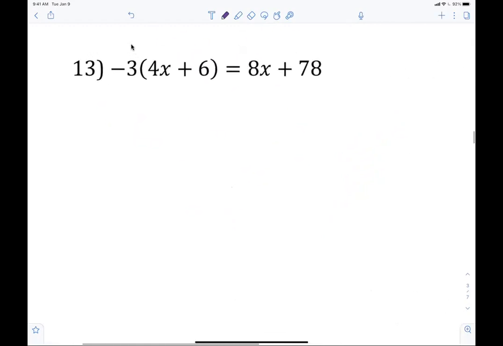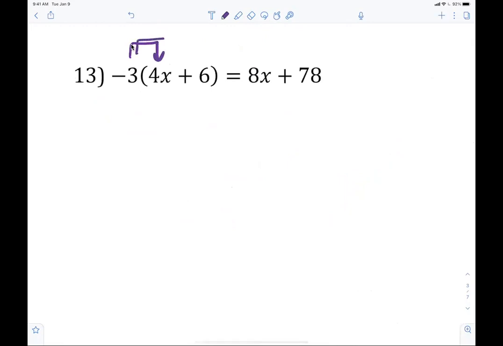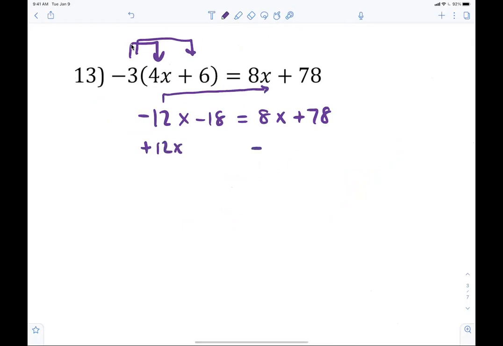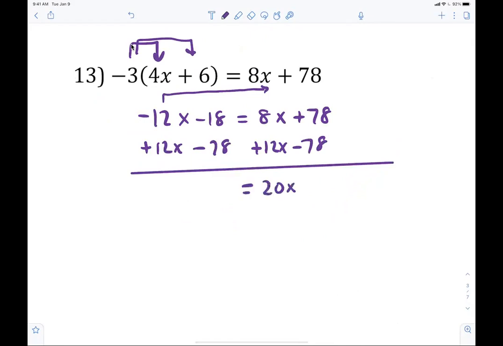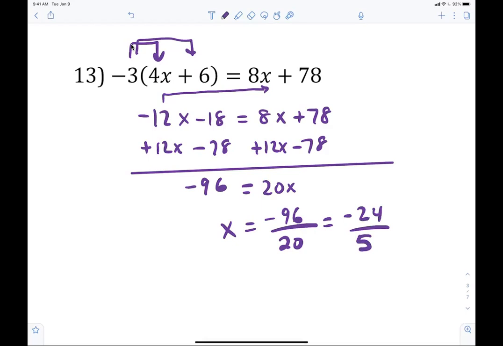Here we go. Now, 13, distributing a negative. Negative 12x minus 18 equals 8x plus 78. Now, for me, I like to move the negative 12 over here because I want the variable to be positive. So I'm going to add 12x. Then I'm going to subtract 78. So I have 20x equals negative 96. Everybody okay with that? Now, of course, x equals negative 96 divided by 20. And now we just have to reduce that by 4. Tell me, what was it? Negative 24/5. And if you got that, I'm pretty happy.